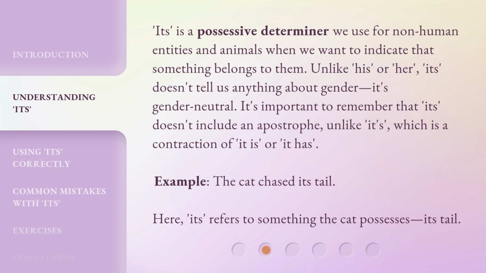Its is a possessive determiner we use for non-human entities and animals when we want to indicate that something belongs to them. Unlike his or her, its doesn't tell us anything about gender. It's gender neutral. It's important to remember that its doesn't include an apostrophe, unlike it's, which is a contraction of it is or it has. Example: the cat chased its tail. Here, its refers to something the cat possesses, its tail.